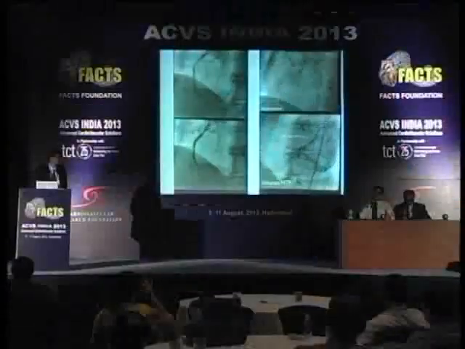Yeah, if there is a large thrombus load which is persisting even after thromboaspiration, M-Guard stent is a very good idea.